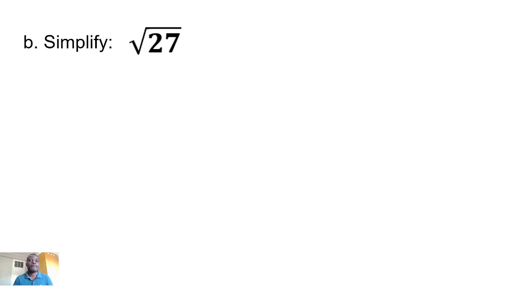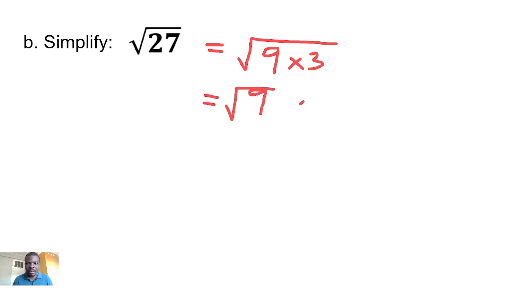Let's take another example. If you are asked to simplify root 27, how do you go about it? You have to look for a perfect square that is a factor of 27, and in this case, the perfect square is 9. Therefore, root 27 can be expressed as root 9 times 3, which can further be expressed as root 9 times root 3. And we all know that the square root of 9 is 3, and then you have root 3. This becomes the simplified version of root 27.